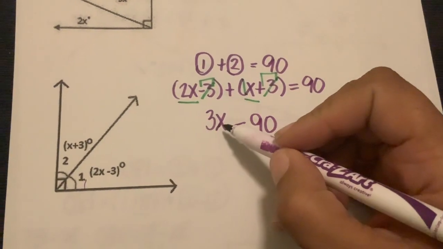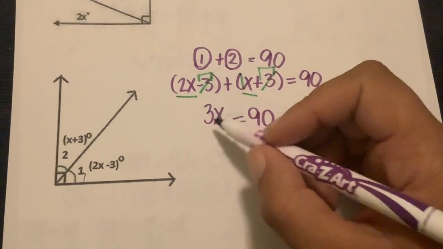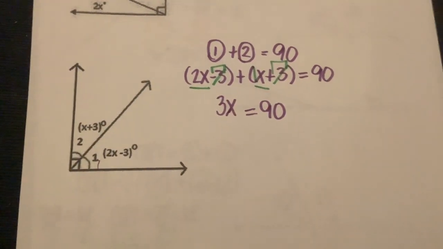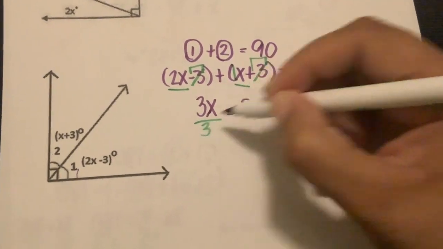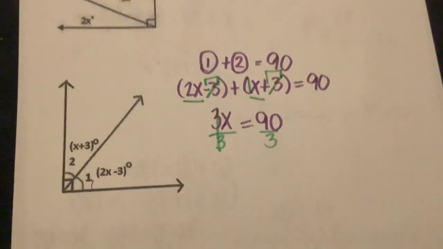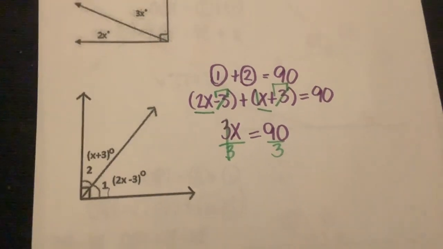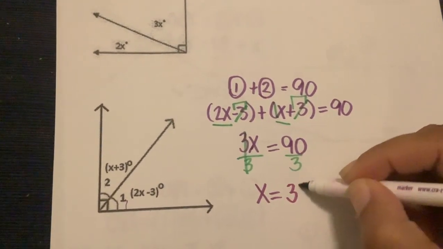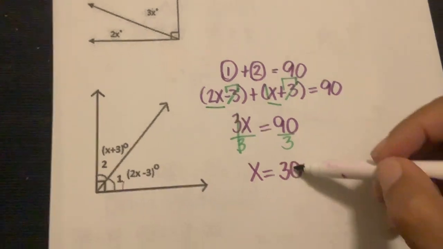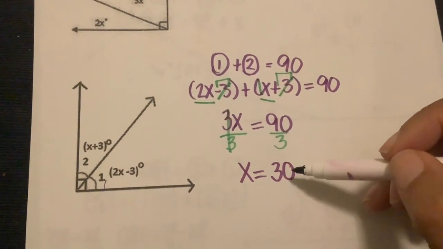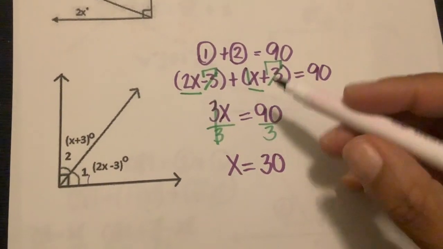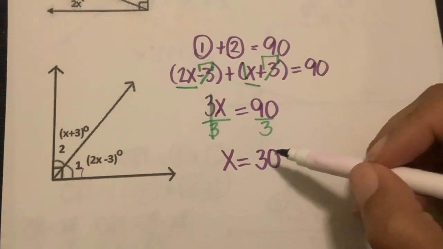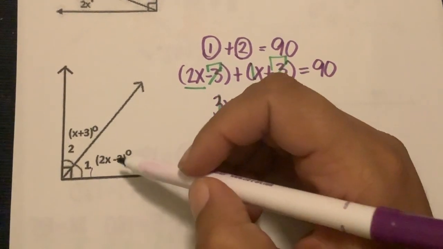So this is 3 times x. Remember, we're applying that there's multiplication happening. So you're going to do the opposite of multiply, which is divide. And then, of course, if you use a calculator, 90 divided by 3 gives you 30. Now, again, this is not the measure of one of the angles. This is just the value of x, meaning you need to take 30 and plug it into either one.